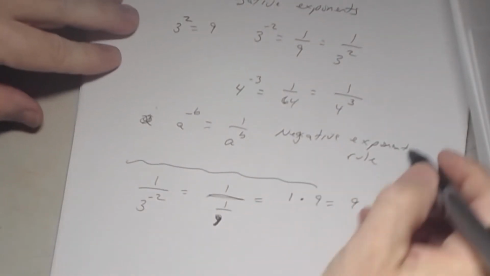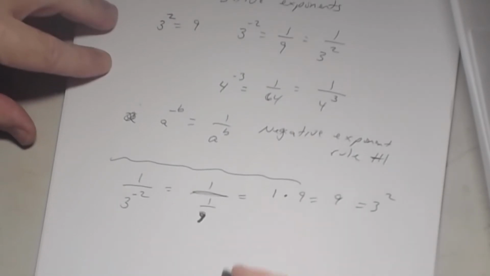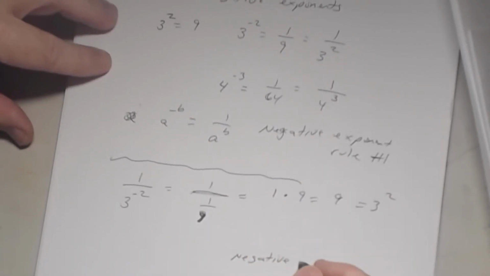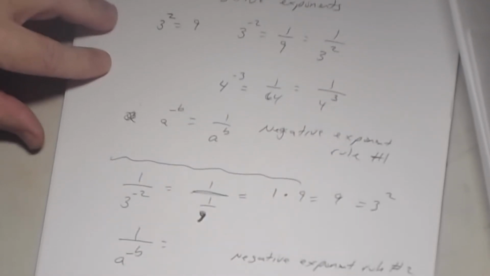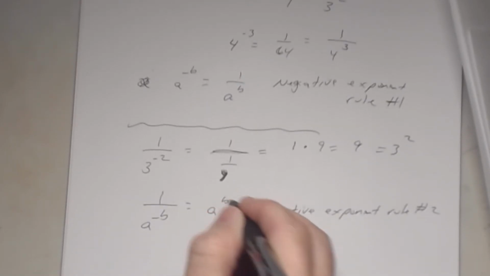So this right here is negative exponent rule number 1, and this will be negative exponent rule number 2. So if you have 1 over a to negative b, then what is that as a positive exponent? It's just what? A to the b power.